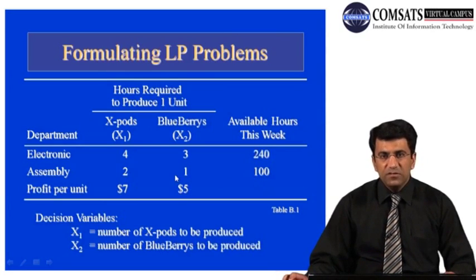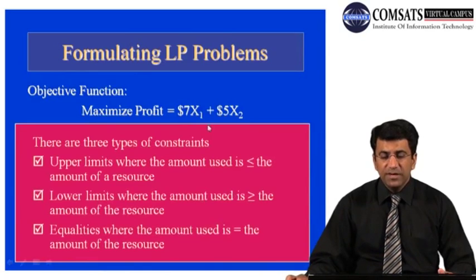So this is the way we will have to identify our objective function. We'll have to identify our constraint functions. So as we have just discussed, in this particular problem our maximization profit is equal to 7x1 plus 5x2, and what actually is the requirement?